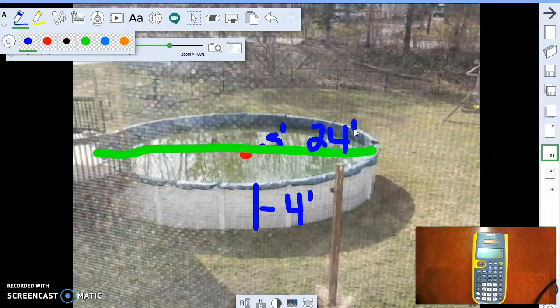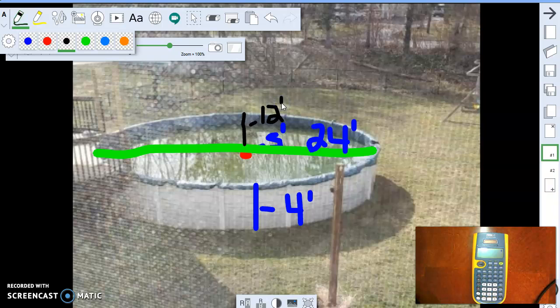And one other thing we need to know is the radius. So the radius, I'll do that in black, is half of the actual diameter. Even if we did it this way, it would measure 24 feet, so it's not going to make a difference. This is a round pool. So half of 24 we know is 12. So the radius itself is 12 feet.